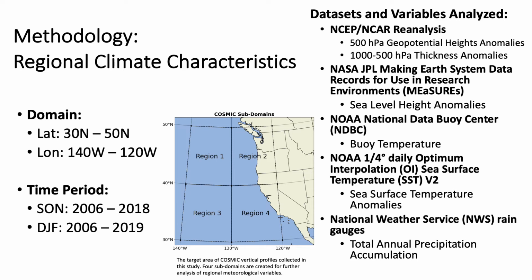So the next one we used was the NASA JPL Making Earth System Data Records for Use in Research Environments, the MEaSUREs, to evaluate sea surface height variations over the target area. MEaSUREs provides about a 0.17 by 0.17 degree analysis data set with 5-day temporal resolution of sea surface height and sea surface height anomalies.